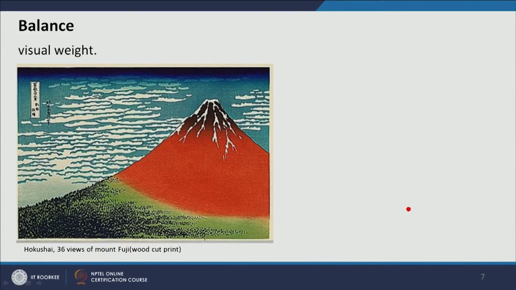In this painting by Hokusai, from his series of 36 views of Mount Fuji, in which the Great Wave is also included, we can see that balance is achieved in this composition by the permutation and combination of different elements. On the right hand side we see a red color patch, and as we already know, red is a heavier color, so it has higher visual weight than this side, because this is blue.